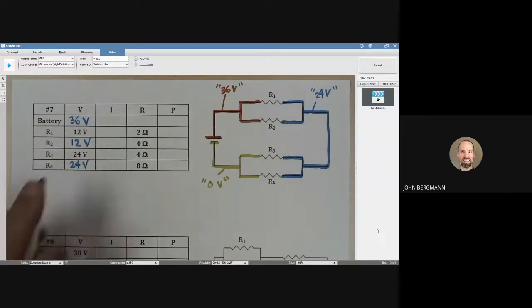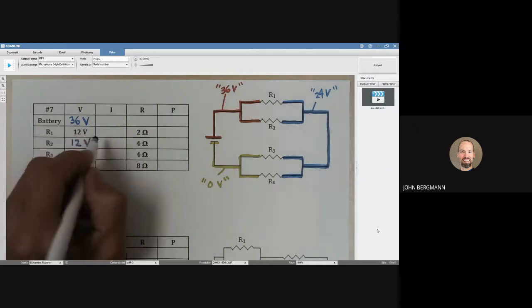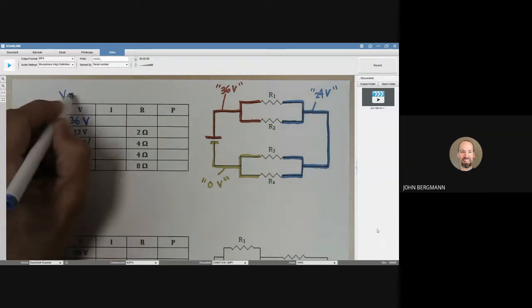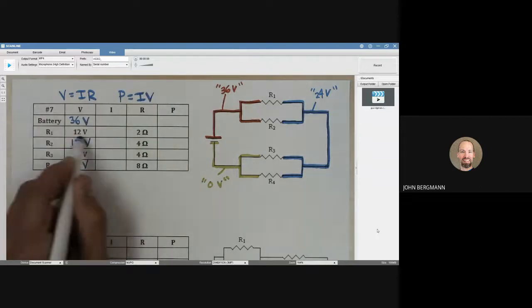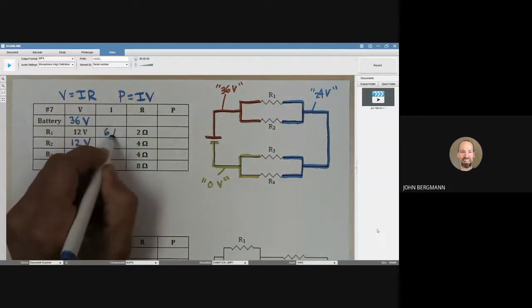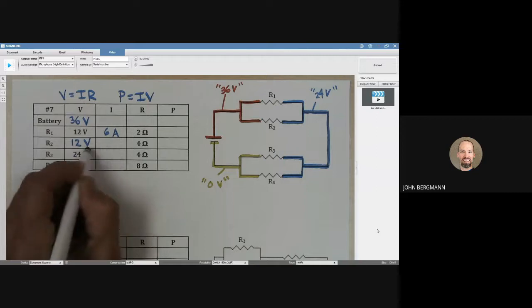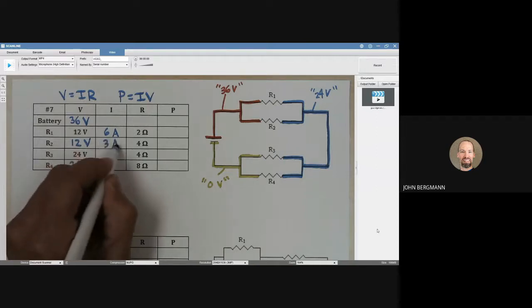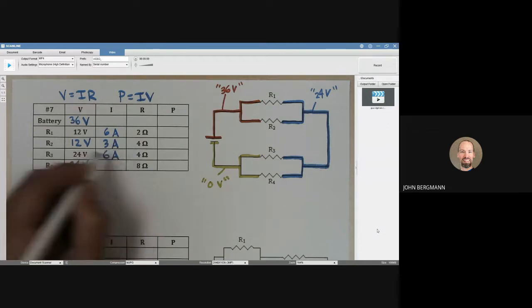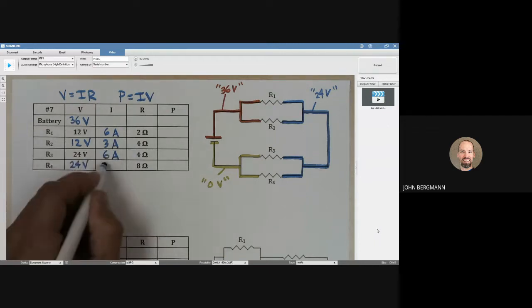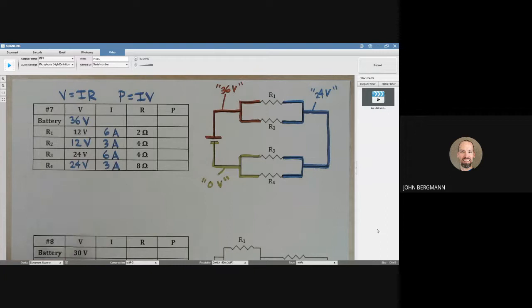All right, we're cruising now, aren't we? So that's Ohm's law, right? V equals IR, power equals I times V. So that's going to be 6 amps. That's going to be 3 amps. 24 equals watt times 4. That's going to be 6 amps. And 24 equals watt times 8. That's going to be 3 amps.